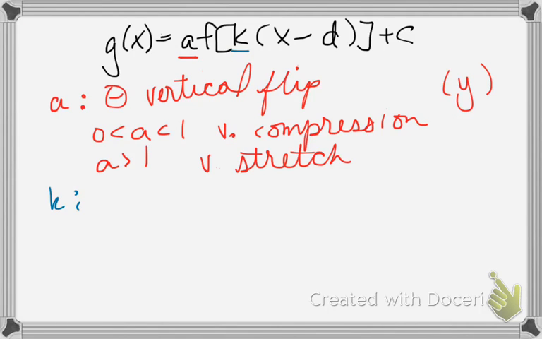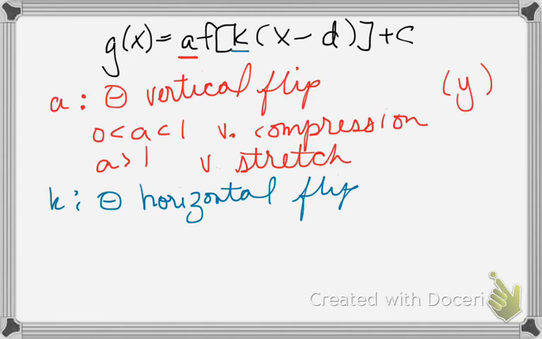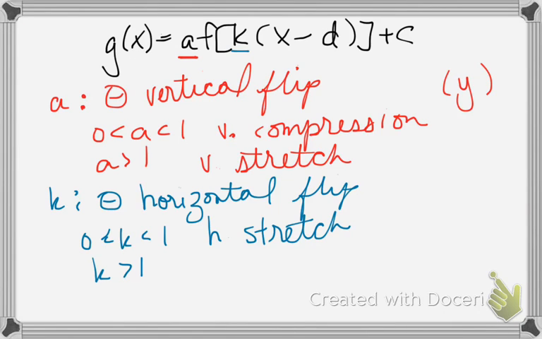Okay, let's move on to the K value here. So if the K value is negative, you can probably guess that this is going to be a horizontal flip. Okay, and the K value is actually the exact opposite of what the A value does. So if our K value is between 0 and 1, so something like a half or a third, this is actually going to be a horizontal stretch. Okay, and if the K value is greater than 1, that will be a horizontal compression.